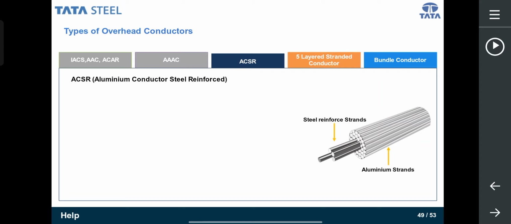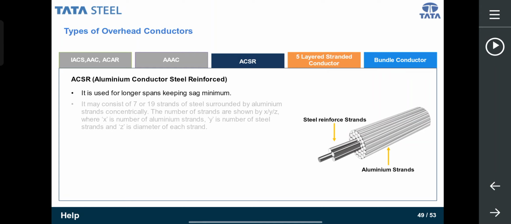ACSR, aluminium conductor steel reinforced. It is used for longer spans, keeping sag minimum. It may consist of 7 or 19 strands of steel surrounded by aluminium strands concentrically. The number of strands are shown by X, Y, Z, where X is the number of aluminium strands, Y is number of steel strands, Z is diameter of each strand.